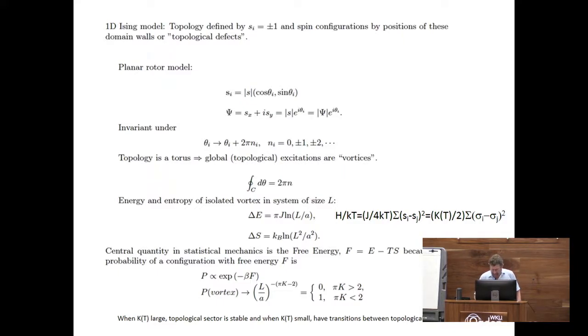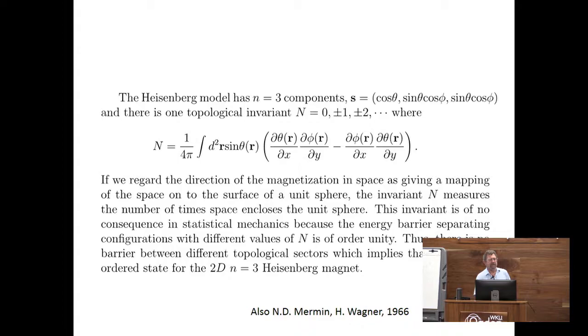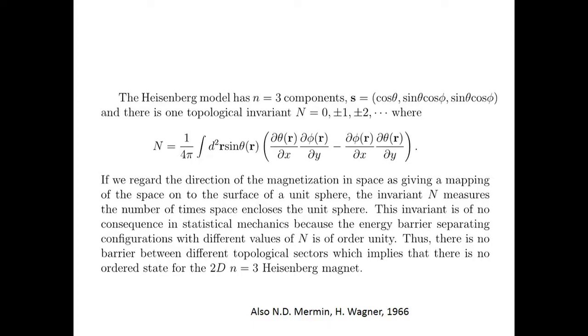Now, of course, to make more contact with reality, let's turn to the three-component system and try to apply the same sort of reasoning. Now, a three-component system of unit length can be written, the spin can be written in terms of two angles, the polar angle theta and the azimuthal angle phi. I should have written sine phi there, I'm sorry.